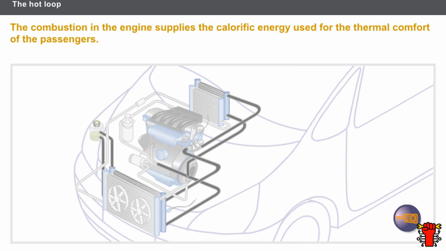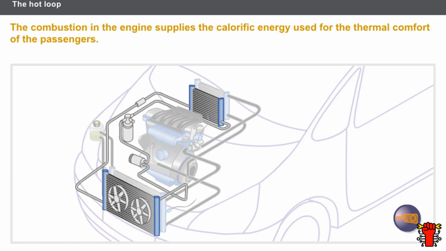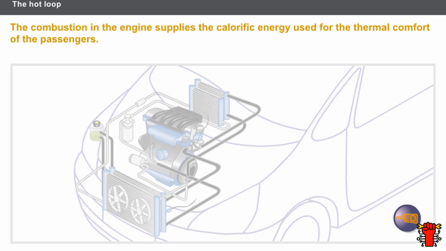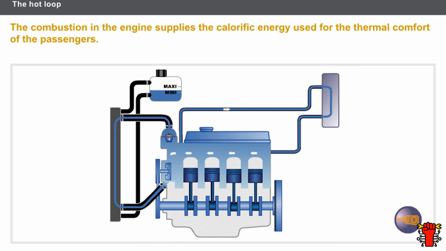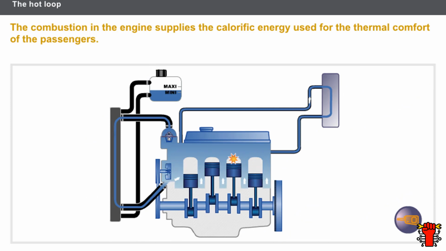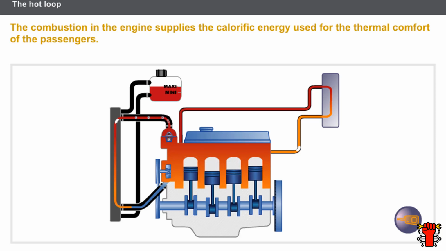The air conditioning adjustment is the result of the air from the hot loop being mixed with the air from the cold loop. This section will show how the heating function is performed in the hot loop. The engine is the main source of heat used to heat the air in the passenger compartment. Combustion supplies calorific energy as well as kinetic energy. This calorific energy heats the engine coolant. The coolant flows through a heater matrix designed to improve the comfort of the passengers.